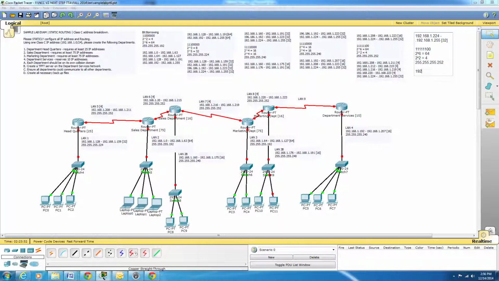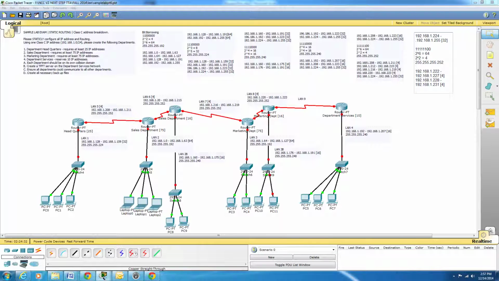So it starts at 192.168.1.224, and the first one will go to 192.168.1.227, and that would be the first 4. The second 4 will go from 192.168.1.228, and that will go to 192.168.1.231. Yes, I think that's about right. And that's a second block of 4.